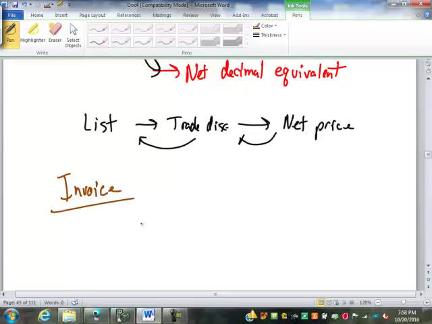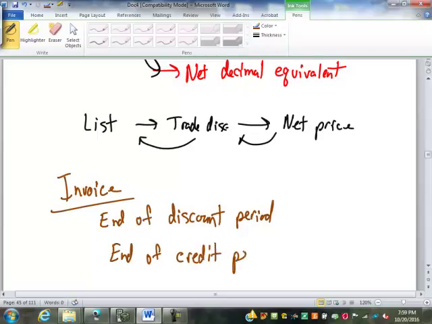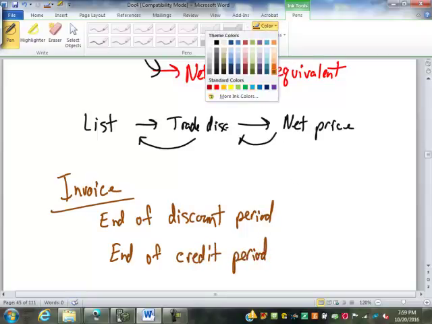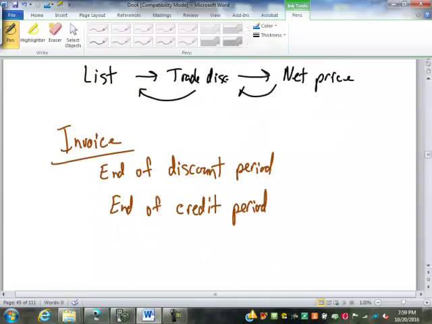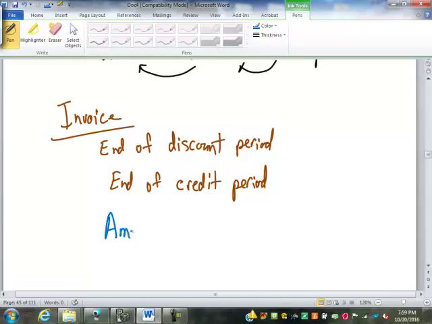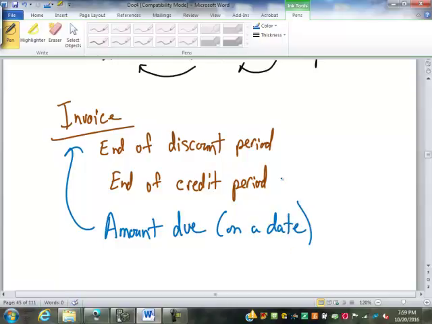Need to be able to understand an invoice, in order to find the end of the discount period, end of the credit period. You need to be able to calculate the amount due on a given date. So if paid on this date, how much do they have to pay? If paid on this date, how much do they have to pay, etc.